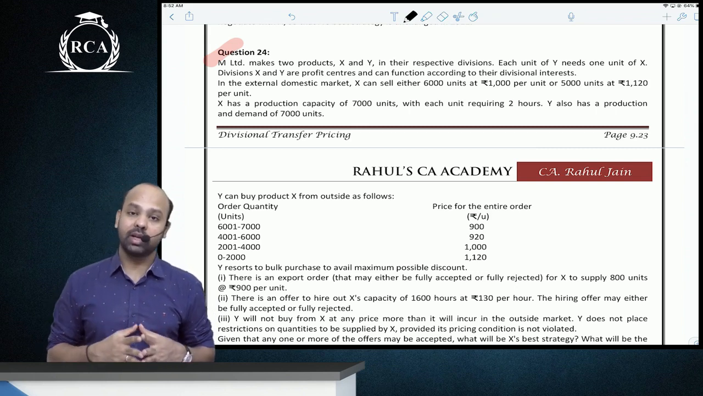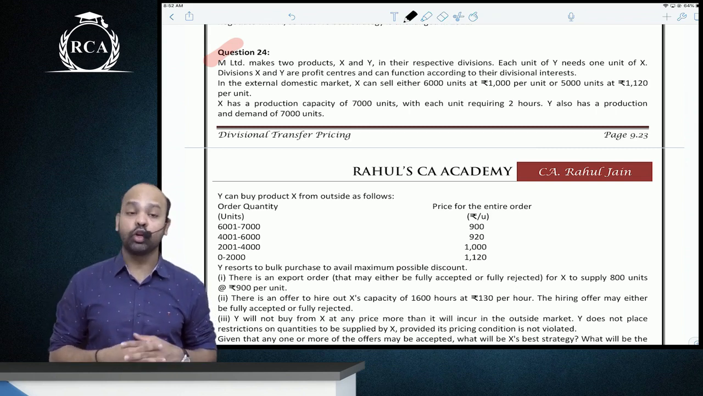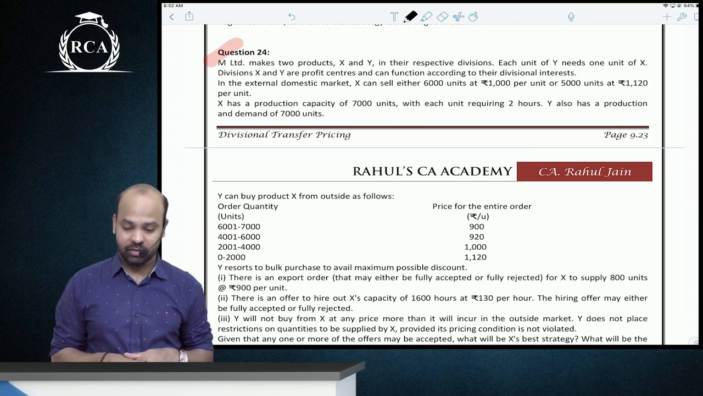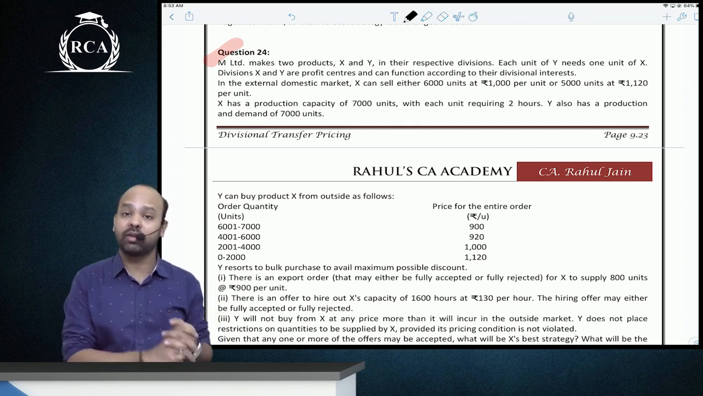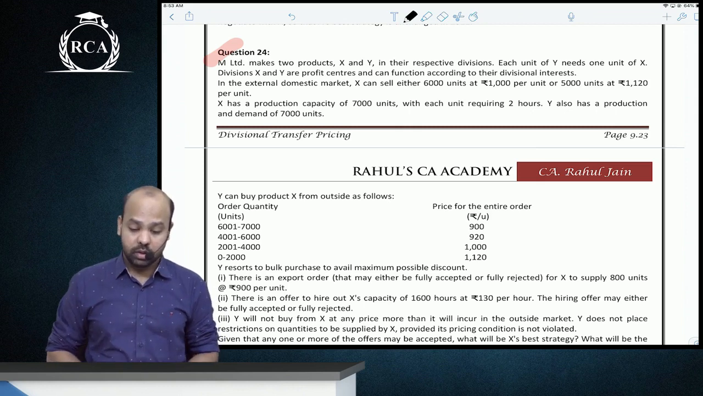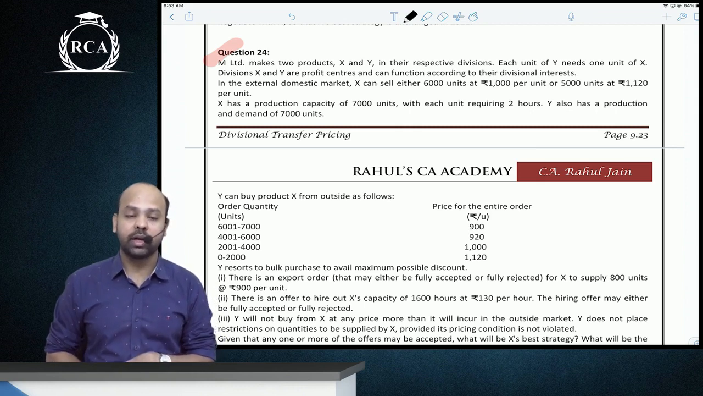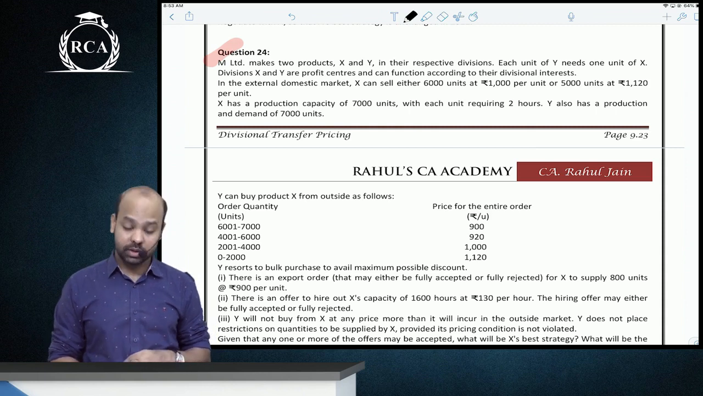X has a production capacity of 7,000 units with each unit requiring 2 hours. Y also has a production and demand of 7,000 units. Y can absorb all the 7,000 units. Y can buy product X from outside as follows. This is seriously fun.